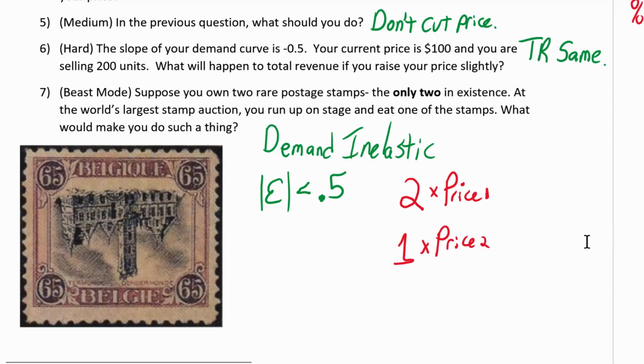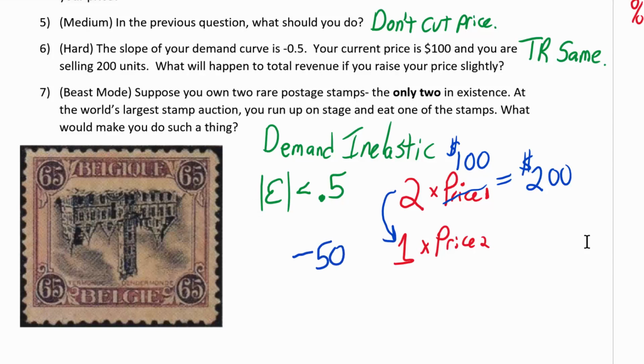So what we're saying here is, let's suppose that if you sold 2 stamps, your guess is that you could sell these stamps for, say, $100 each. Then your total revenue would be $200 from selling these stamps. By eating one of the stamps, what you're doing is you're cutting the quantity from 2 to 1, so your quantity is going down 50%, right? That's your change in quantity.